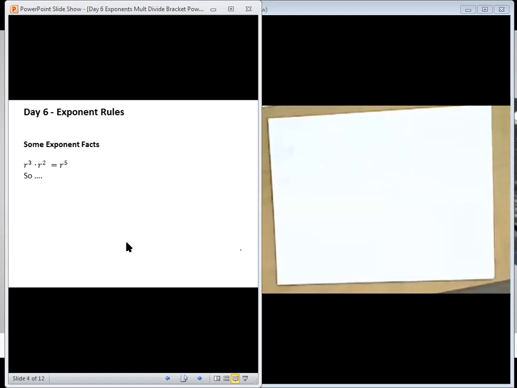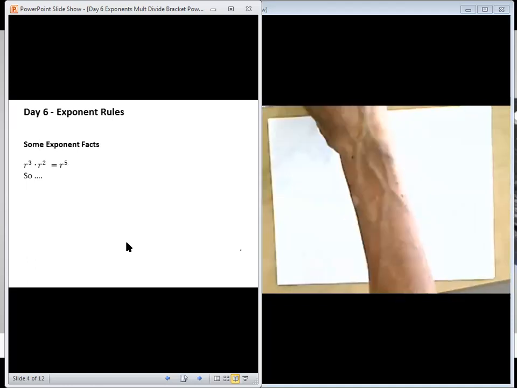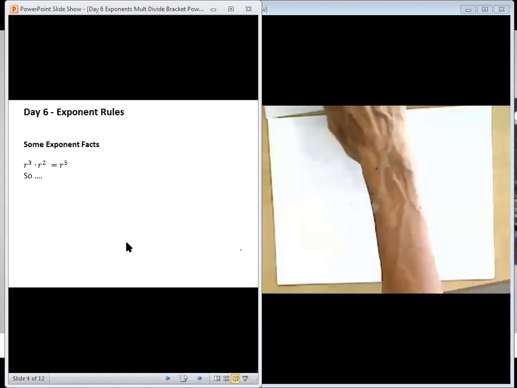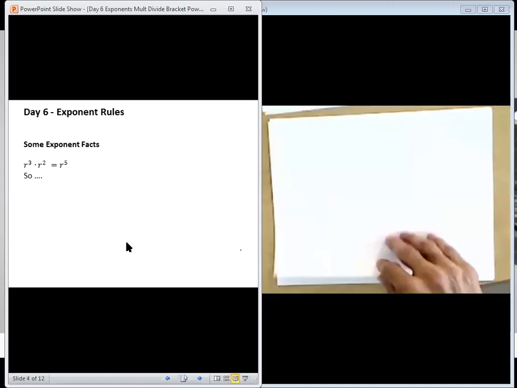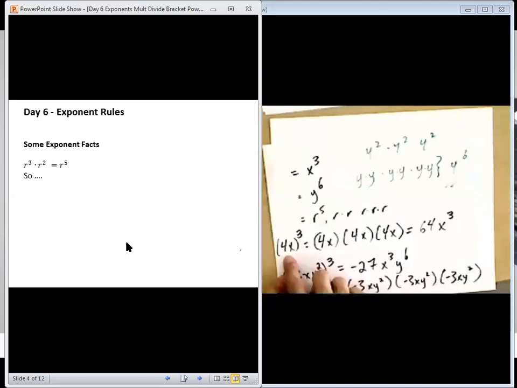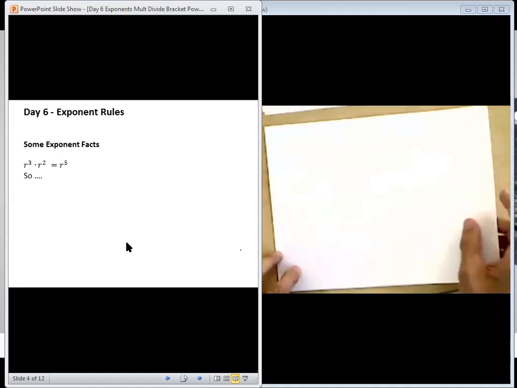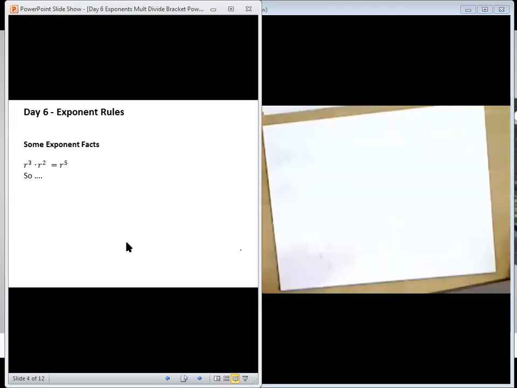Got rules there. I want to start creating some shortcuts so that we don't have to write out 200,000 of these. Whoops, not that page. It's on the back here. So that we don't have to write 200,000 of these terms out, right? Shortcuts. So this is the first one. We got there with the r's at the top of the page there.